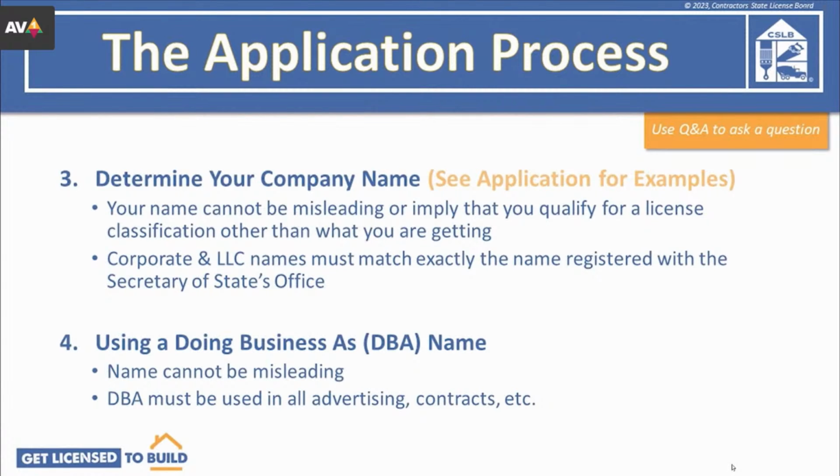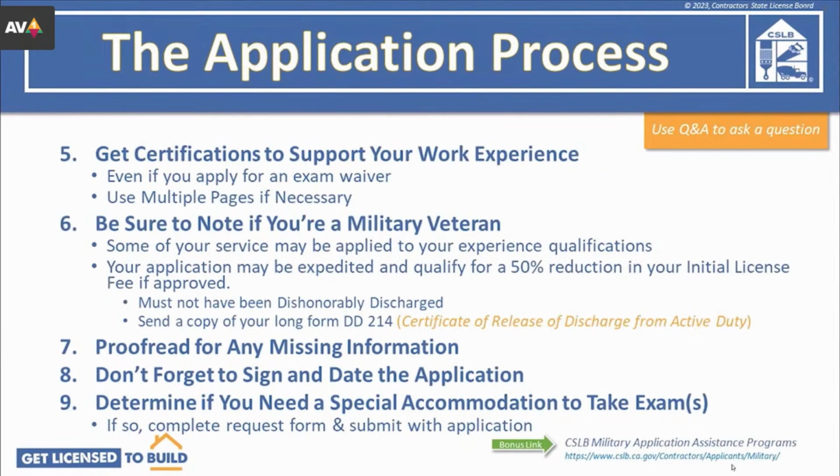Corporate and LLC names must match exactly the name registered with the California Secretary of State's office. You can also use what is called a DBA, which stands for Doing Business As. The main things to remember here is the DBA name cannot be misleading, and you must use that name in all advertising and on all your contracts. Next, you'll want to get together certifications to support your work experience. You should do this even if you apply for an exam waiver. Feel free to use multiple pages if necessary.